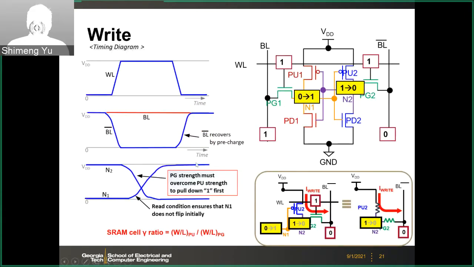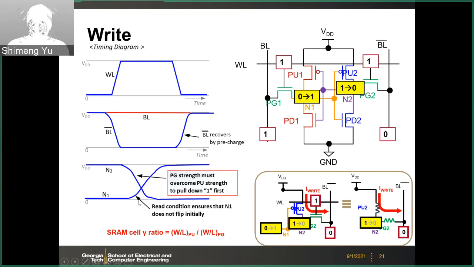All right, so let's look at the timing diagram here. As we discussed, you need to prepare the data pattern from the external data bus to the BL and BL bar. In this case, we want N1 to be 1. So BL will be biased at VDD, and BL bar will be biased to ground. So this is the data pattern you want to store. And then you turn on the word line. So the N1 and N2 voltage will change.